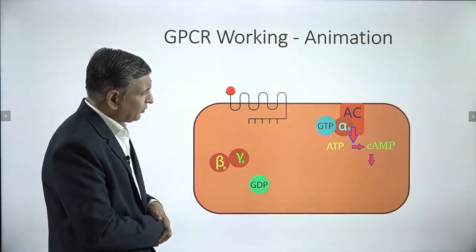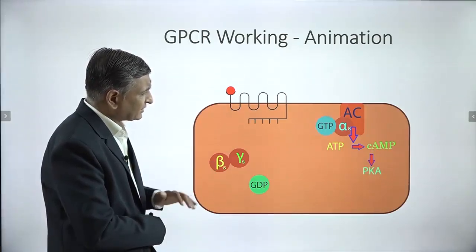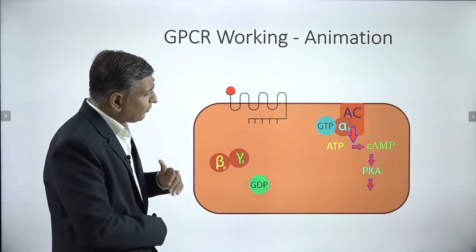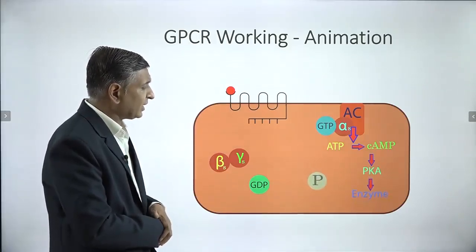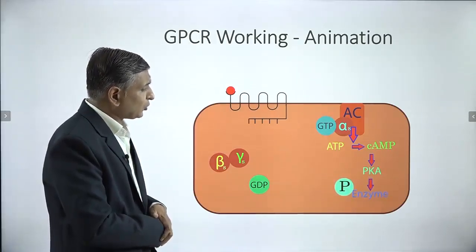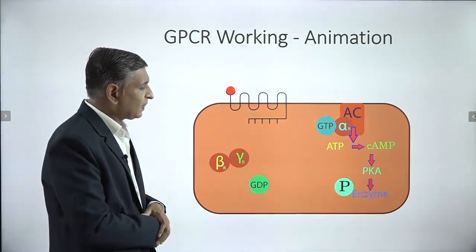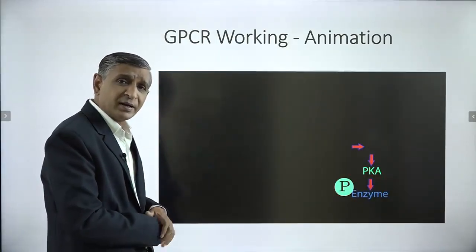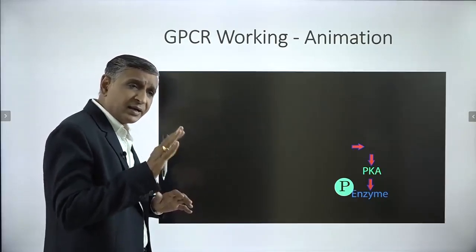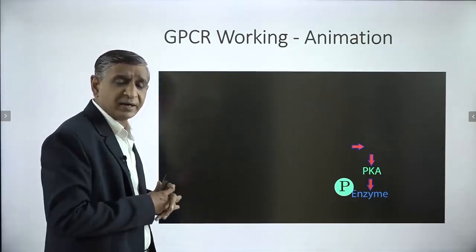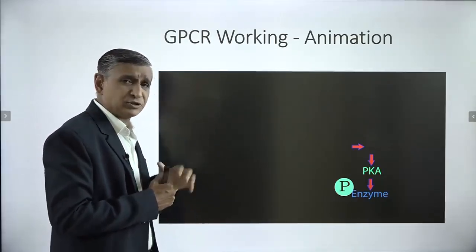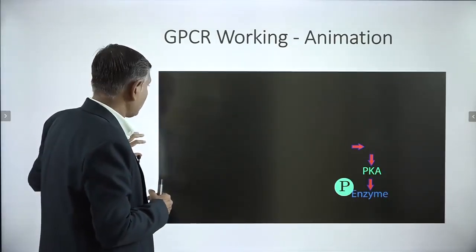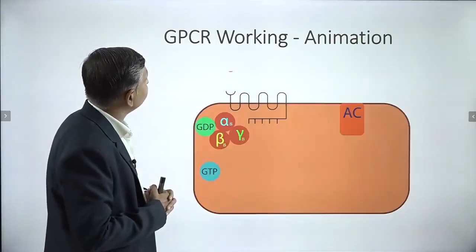Raised cyclic AMP will stimulate protein kinase A. There is phosphorylation of protein kinase A, and the phosphorylated protein kinase A further will phosphorylate many enzymes. It depends upon which enzyme is phosphorylated and in which cell, and this is how the biological effect will be seen by activation of this GPCR. Now, I am going to tell you about the same.